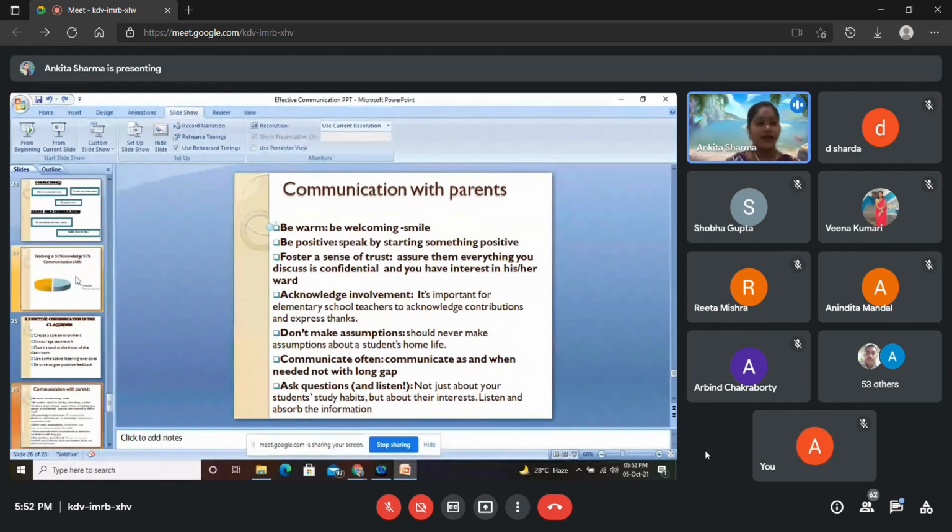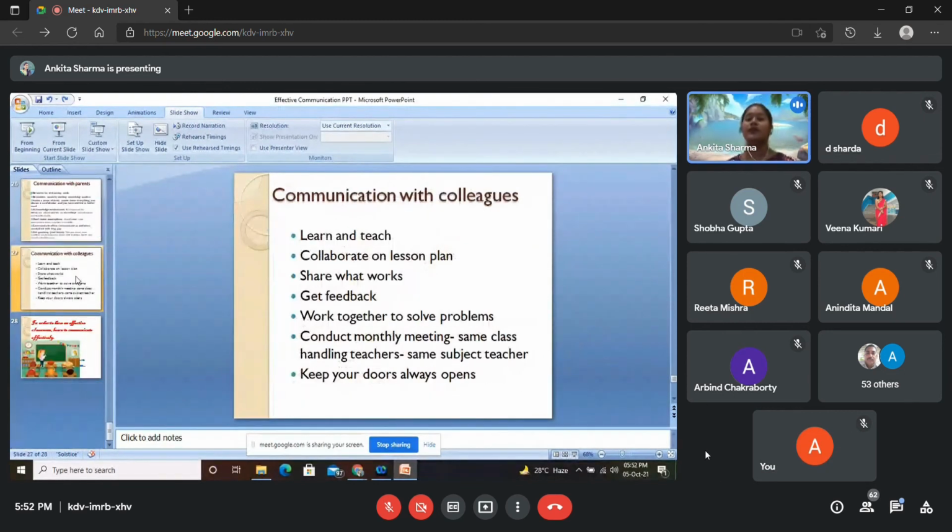Yes. Next is, how do we communicate with colleagues? Now, this is also very important. As an educator, as a teacher, we also have to have self-respect for each colleague. So how can we develop that with our colleagues? We have seniors, juniors, we have clashes most of the times, but we have to communicate effectively with our colleagues. How can we do it? We can communicate with colleagues when we are ready to learn and teach.